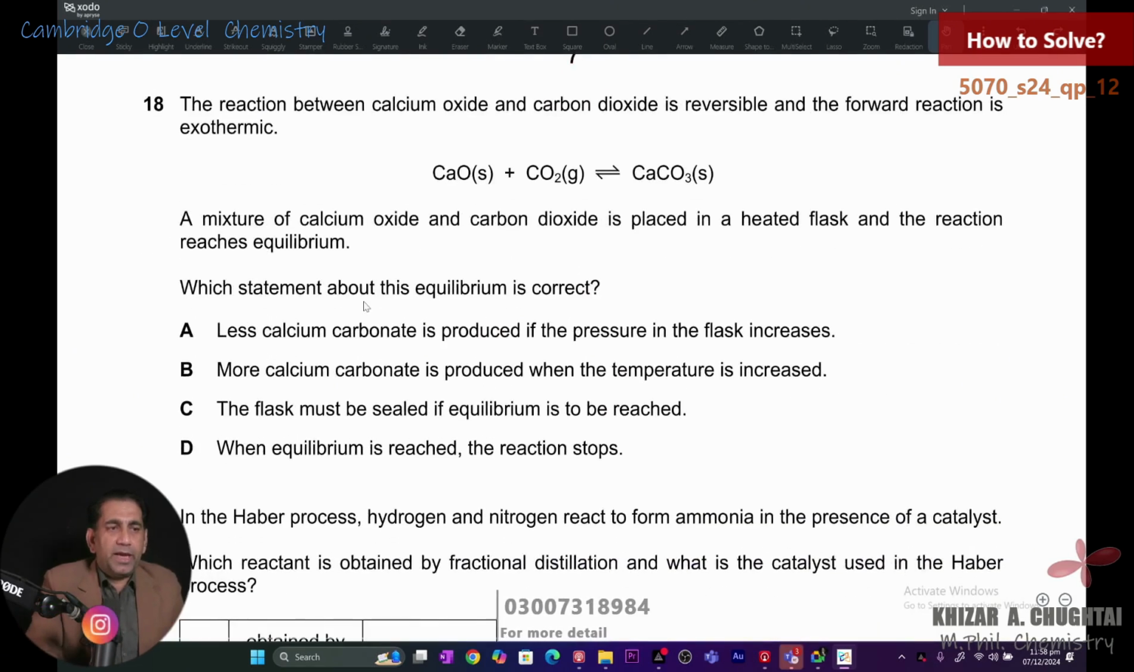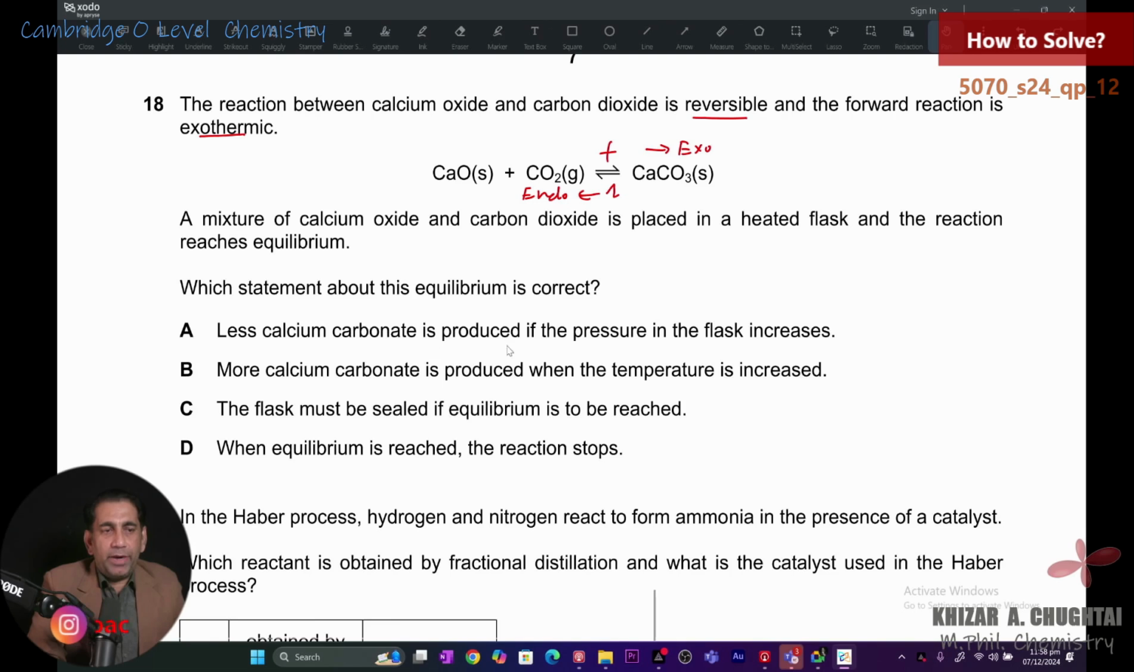Question number 18. The reaction between calcium oxide and carbon dioxide is reversible and the forward reaction is exothermic. So the forward reaction is exothermic, which means that the reverse reaction is endothermic. Now, a mixture of calcium oxide and carbon dioxide is placed in a heated flask and the reaction reaches equilibrium. Which statement about this equilibrium is correct?